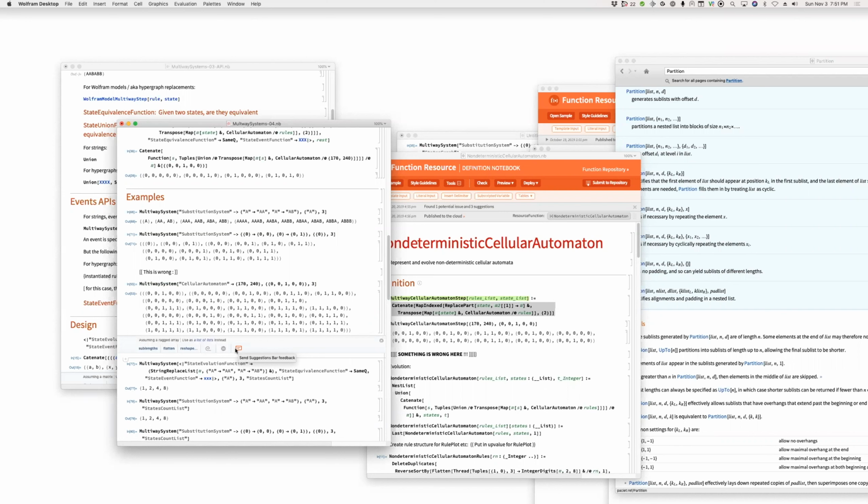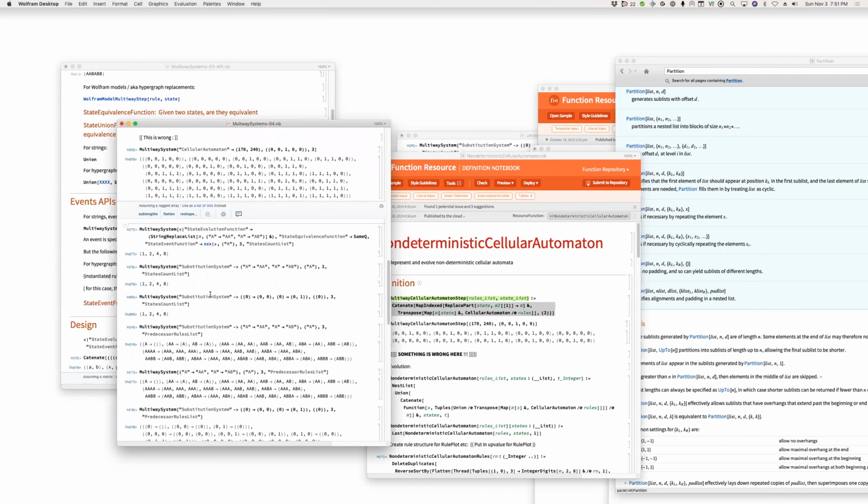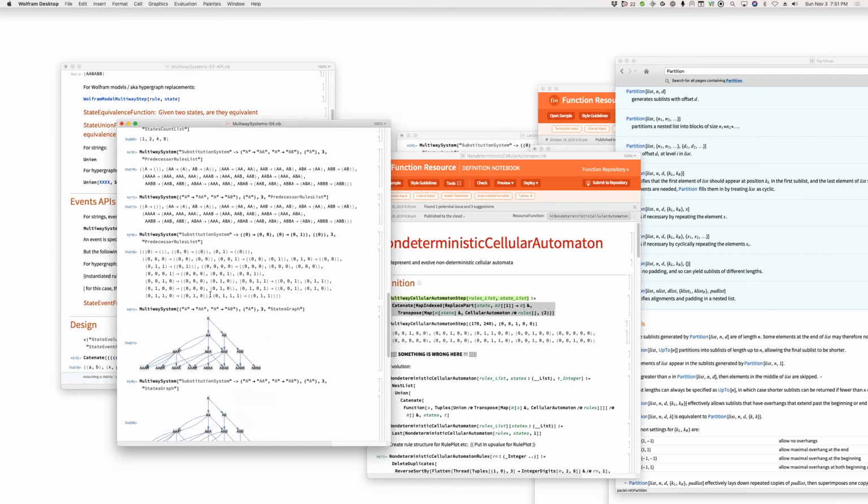What do you think about this? I think with the rules as we've defined them, it's correct. Right. It looks okay.